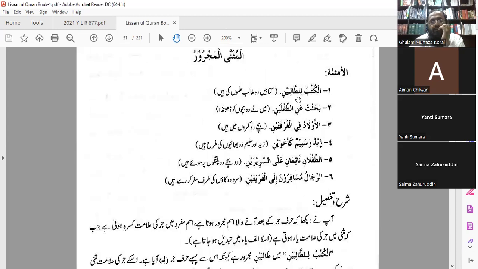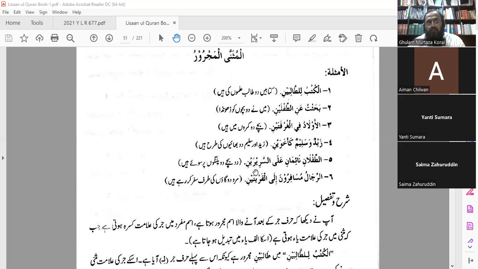So these are the examples where harf jarr comes before muthanna. Al-kutubu lit-talibaini. Now I told you the identification: ya with fatha before it, lit-talibaini. Now because of harf jarr, it is majrur. It's very visible. Bahastu 'an at-tiflaini, al-awladu fil-ghurfataini, zaydun wa salimun ka-akhwaini, at-tiflani tiflani na'imani 'alas-sarirayni, ar-rijalu musafiruna ilal-qaryataini.